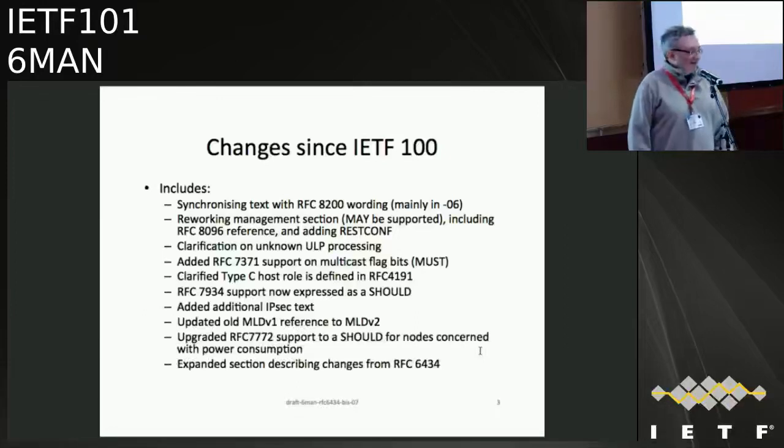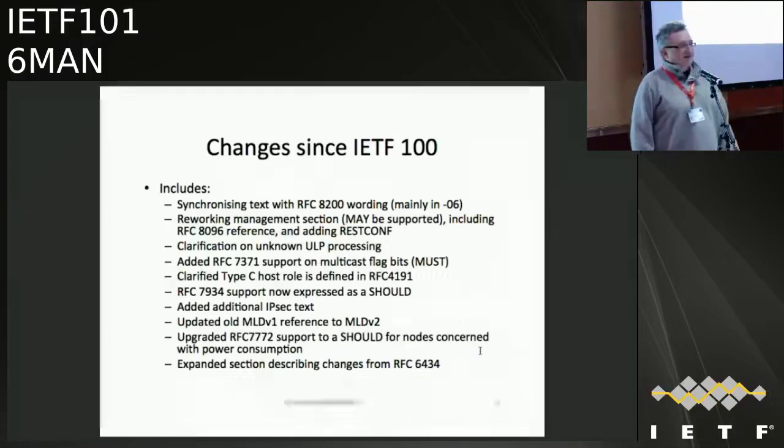The next bit, someone suggested adding this. This is the update to the multicast spec that basically takes some reserved bits and changes them into flag bits that can be used. So we said that should be supported. I think it was Brian Carpenter that made a comment about Type-C host behavior, so we've clarified that. The Type-C hosts in 4191, those are the ones that essentially maintain a routing table rather than just having a preference list.